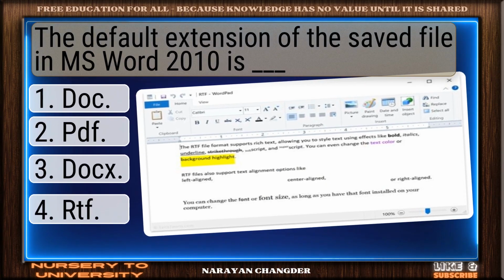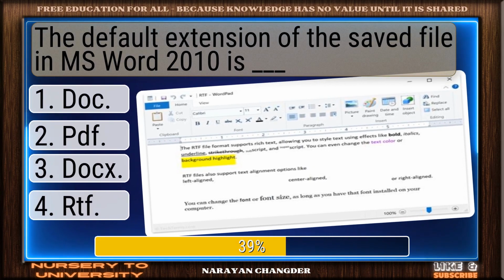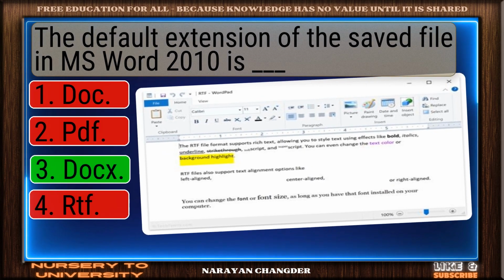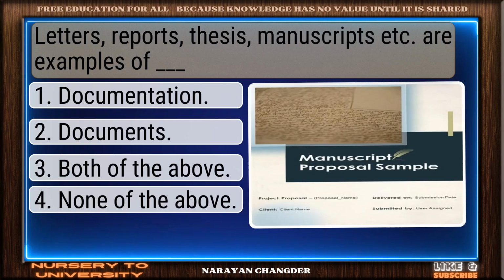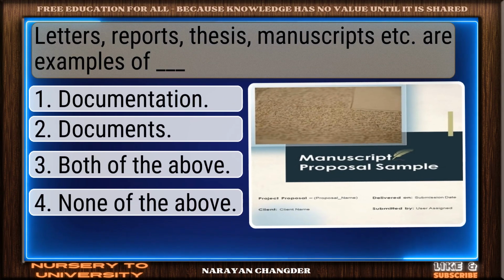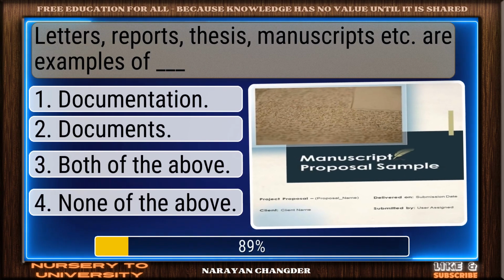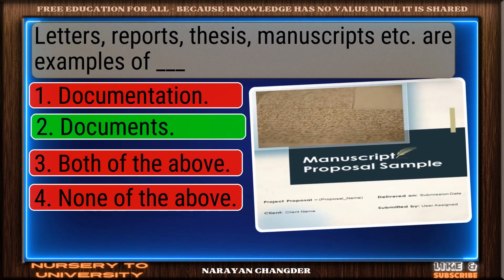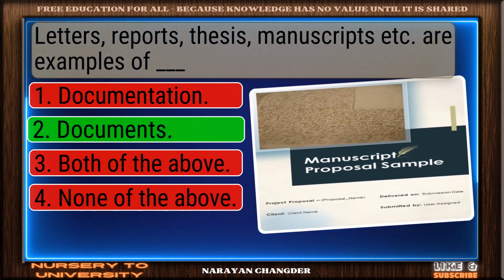The default extension of the saved file in MS Word 2010 is dash. Great job. Docx is the accurate answer. Letters, reports, thesis, manuscripts, etc. are examples of dash. Correct response. Documents is the most accurate answer.